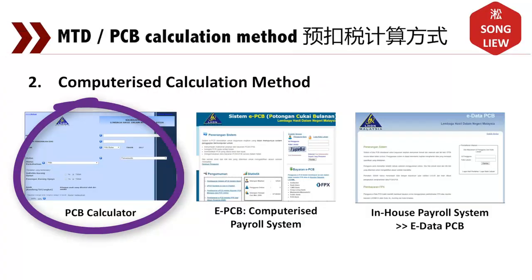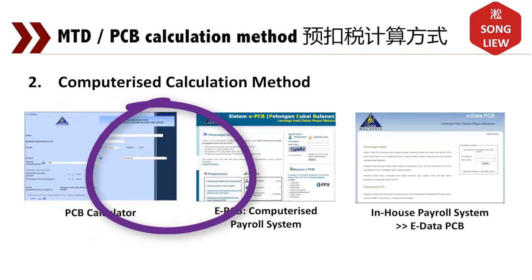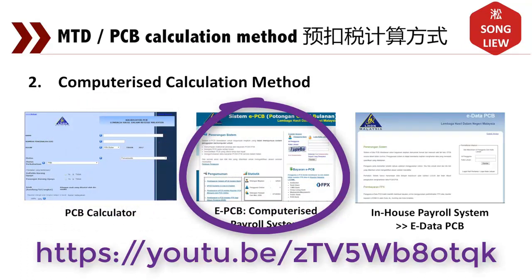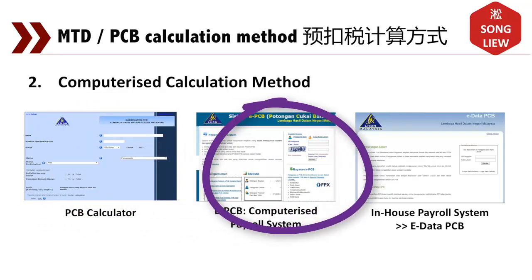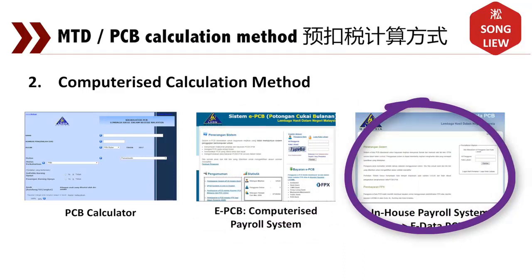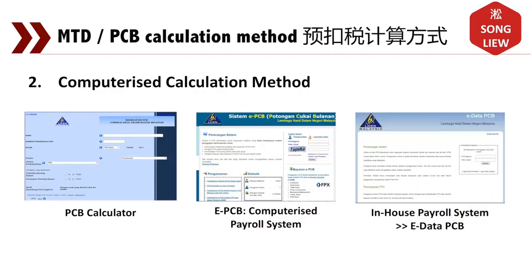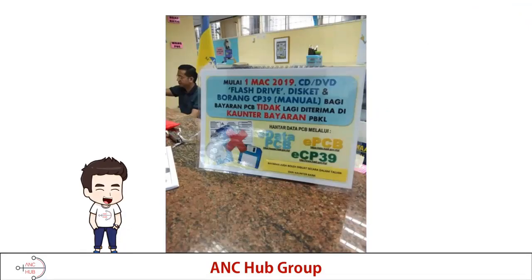Number 2 method is using a PCB calculator on the hasil.gov.my website. Number 3 is ePCB, which we discussed last video. Number 4 is using eData PCB. There could be another one called number 5. Why? Because when we look at this image, there's one portal called eCP39, which I have no idea what this is so far. Probably it is a new portal coming up. We are not very sure, but we will just wait and see.